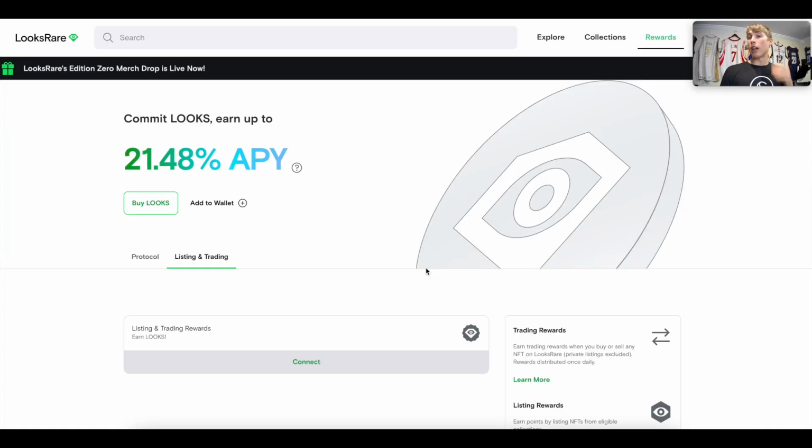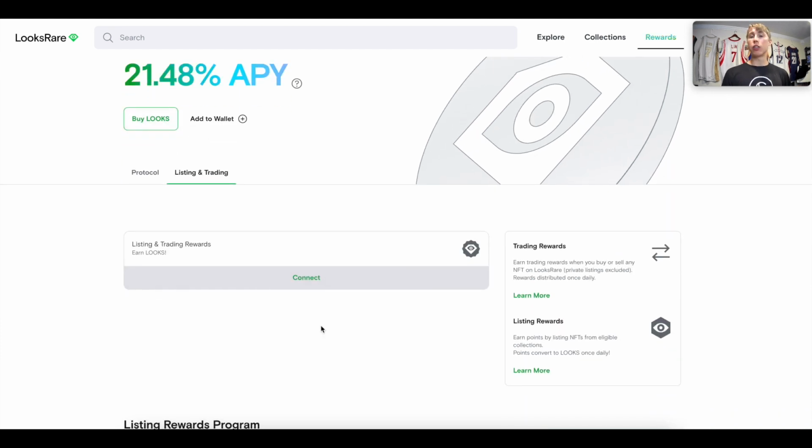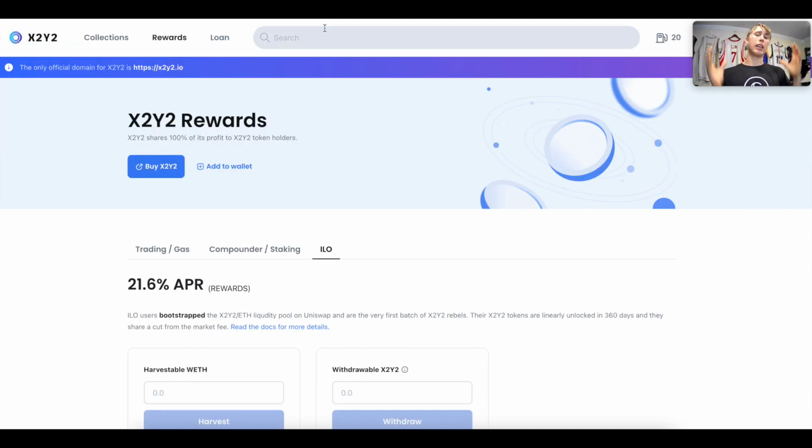Now, this Looks coin that I get, I can go ahead and sell this, or I can go ahead and stake it to earn both Looks and ETH. Something to keep in mind with this is that as there's more tokens being emitted, that's additional inflation, which opens the opportunity for additional sell pressure as people who are listing these tokens just to farm the Looks token and dump them.